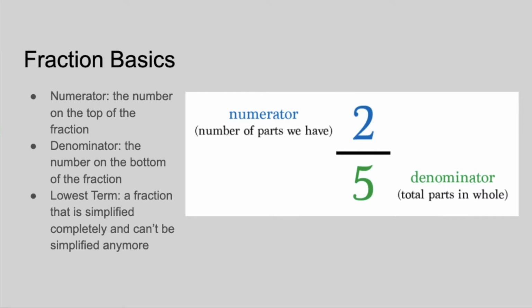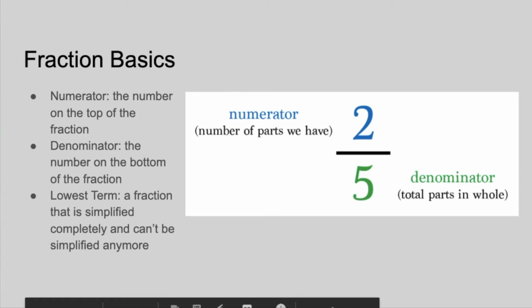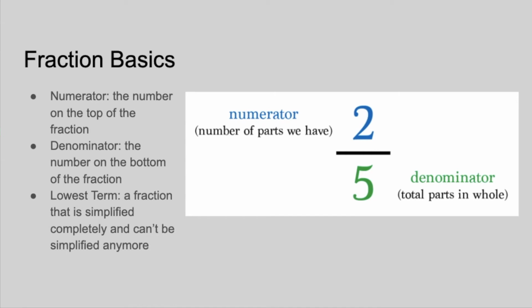And then the last one is lowest terms, which is a fraction that is simplified completely and can't be simplified anymore. This is something we'll be using because you will be simplifying fractions, and we're trying to get the fraction that you're simplifying into the lowest terms.